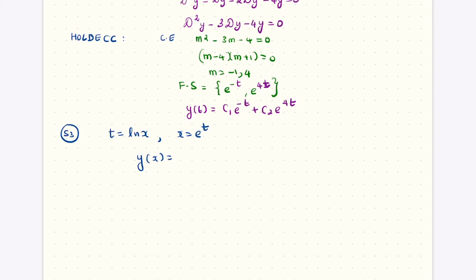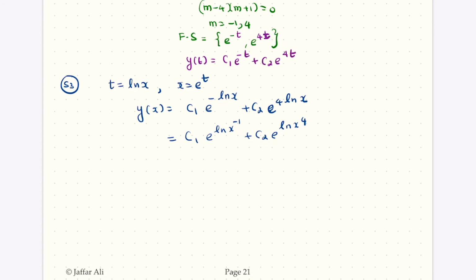x, no longer t now, c1 e to the negative ln of x plus c2 e to the 4 times ln of x, which is, by the way, c1 e to the ln of x to the negative 1 plus c2 e to the ln of x to the 4. E and ln are inverse of each other, so this is going to be c1 x to the negative 1 plus c2 x to the positive 4, and that's a solution, y as a function of x.